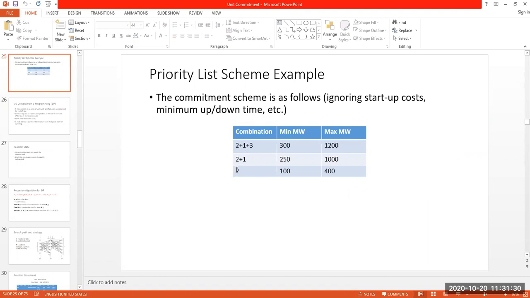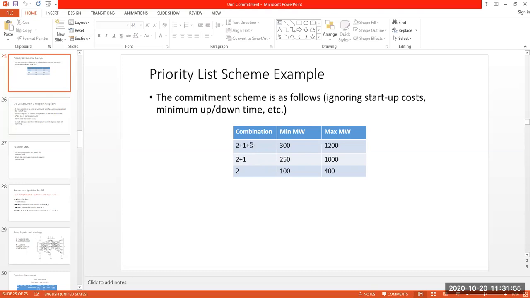I mean, after I turn on unit number 2, the next available unit should be unit number 1. I cannot choose 2 plus 3 here. Similarly, when I shut down the units, I can't shut down unit number 2 first or unit number 1 first. I have to shut down unit number 3 first because it is a priority list. You get my point?